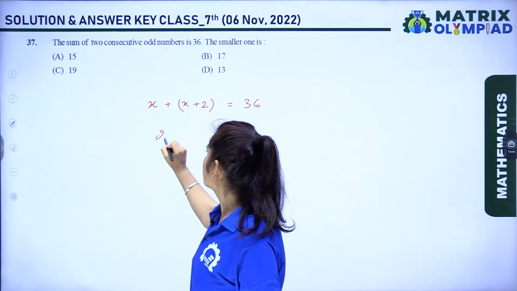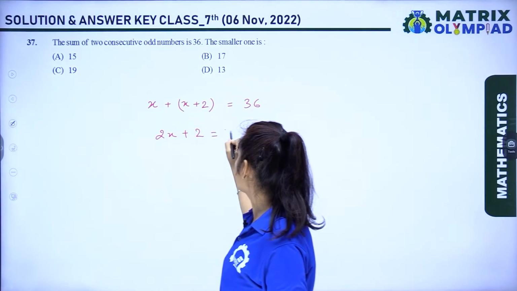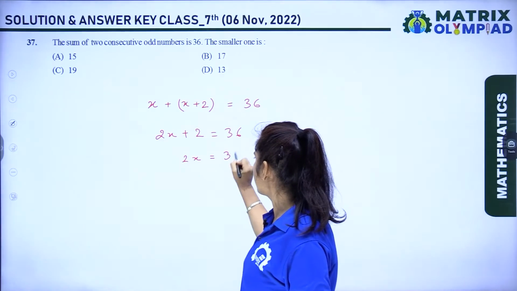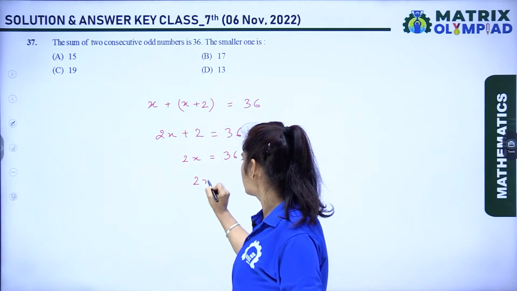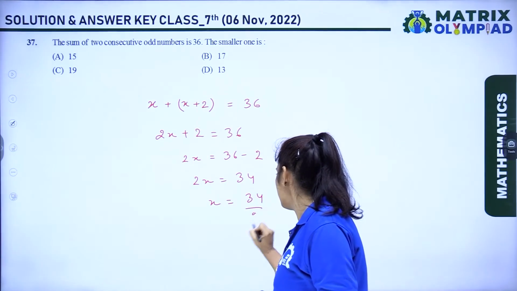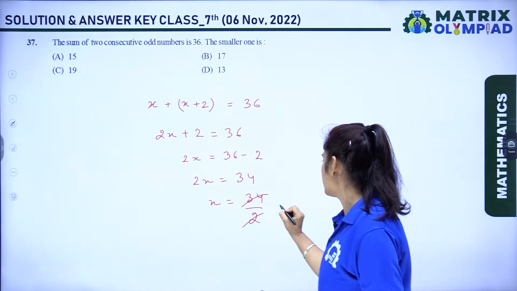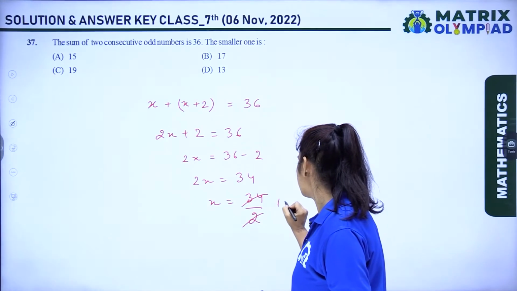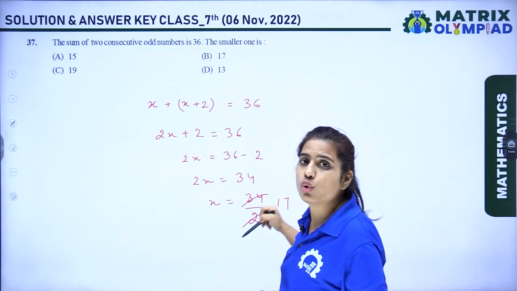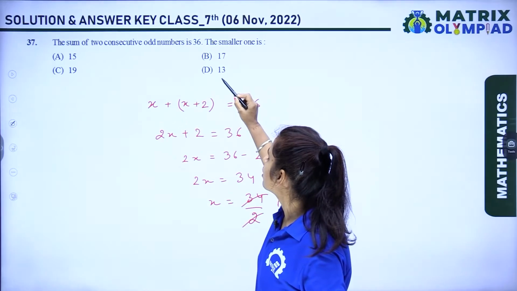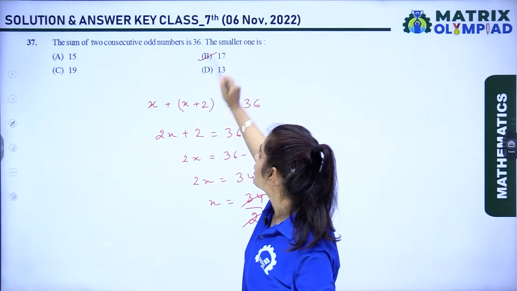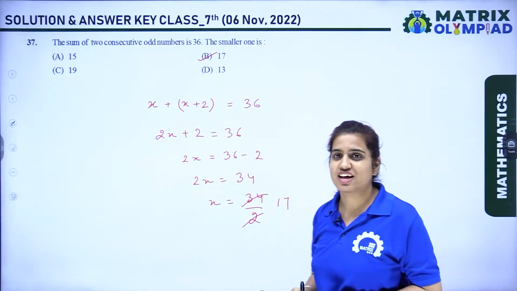Now here 2x plus 2 is equal to 36. 2x is equal to 36 minus 2. We get 2x equal to 34. x is equal to 34 divided by 2, which gives us, in the lowest form, 17. So here 17 is the smallest number. So option B is the correct answer.